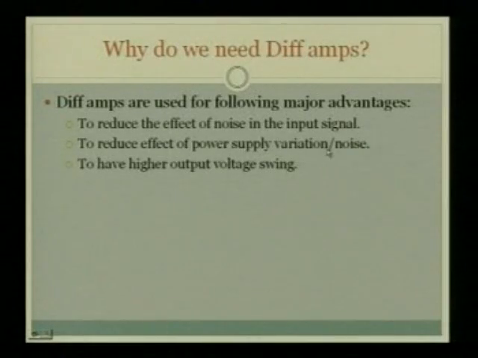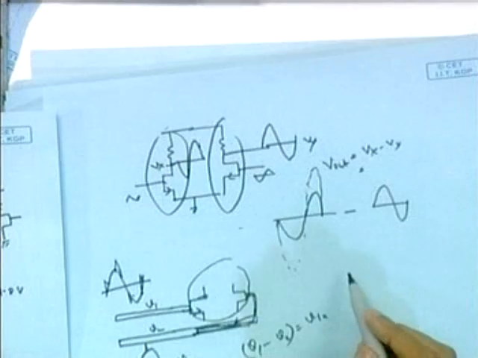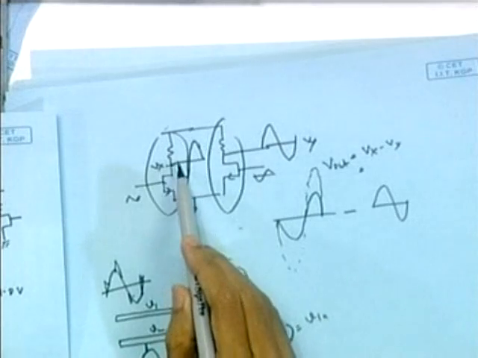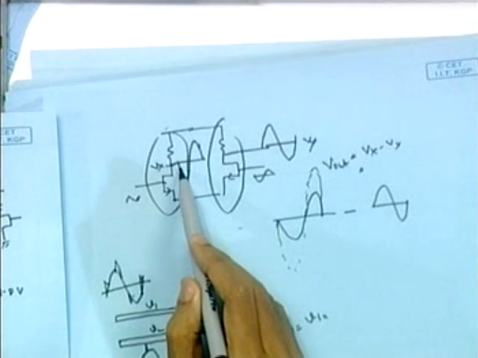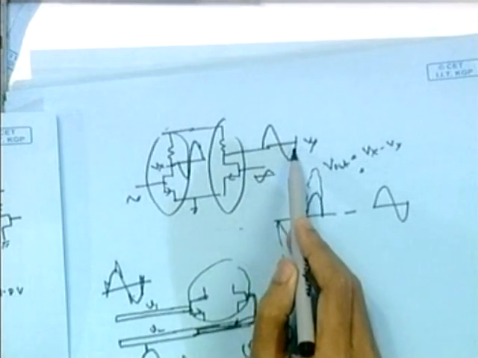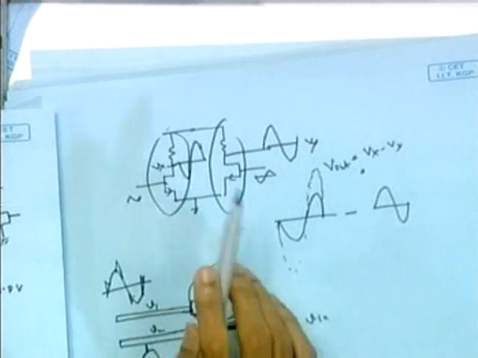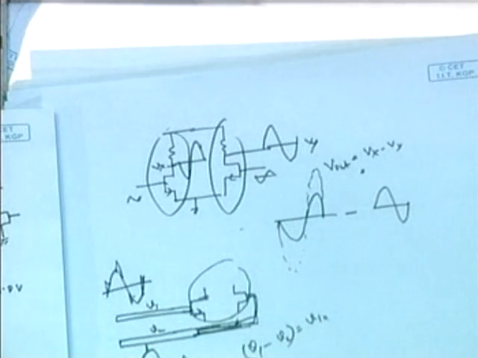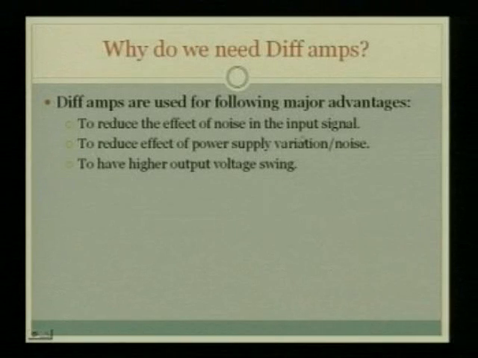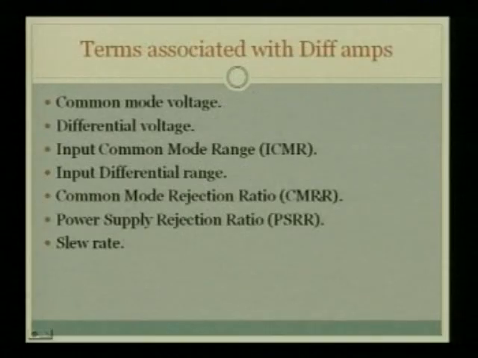noise due to power supply variation, because the variation in the power supply will have a similar effect on both of the outputs Vx. It will affect Vx the same way it will affect Vy. So when we are taking their difference, those effects will be getting cancelled. So this way we will use these differential amplifiers in our circuit design.